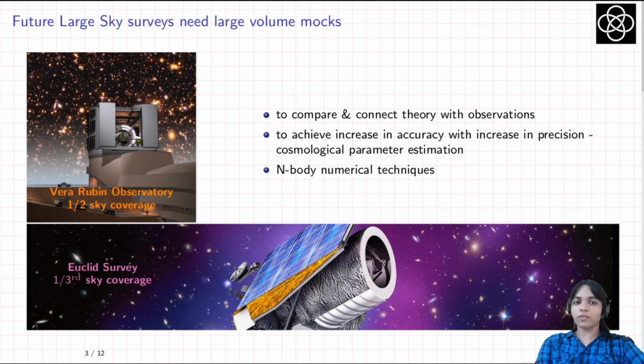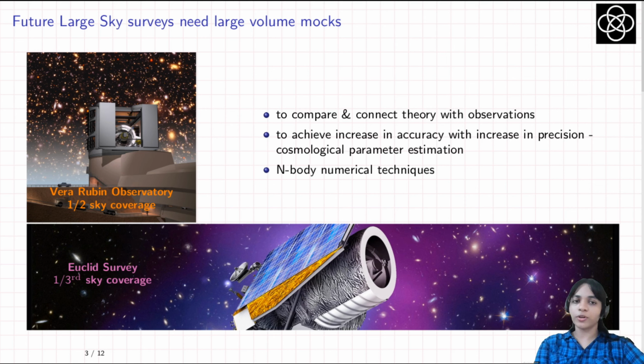The next generation of sky surveys which are planned for the coming decade cover vast area in the sky and also are very deep. Here are two examples of such vast expansive surveys. The Euclid survey covers about 1/3 of the sky, and the Vera Rubin Observatory covers almost half of the sky. Since they will cover unprecedented amounts of volume, they require large volume mock catalogs to support them.